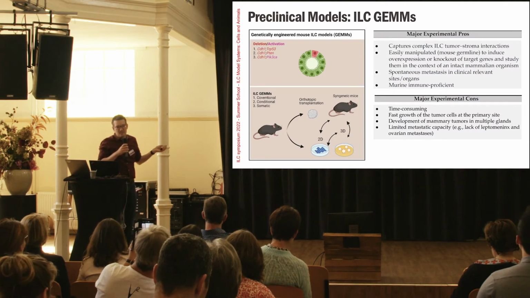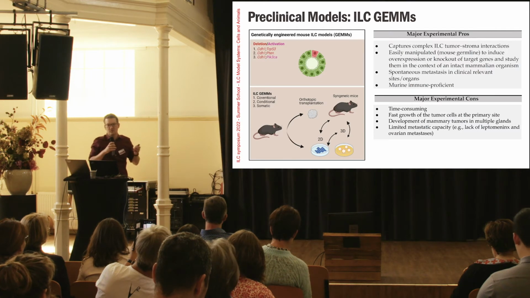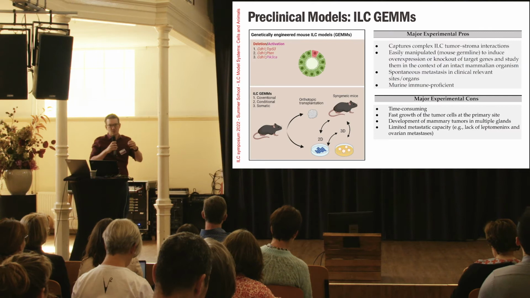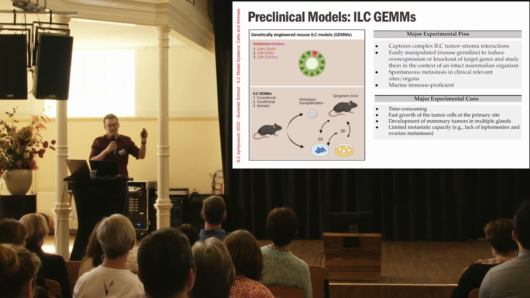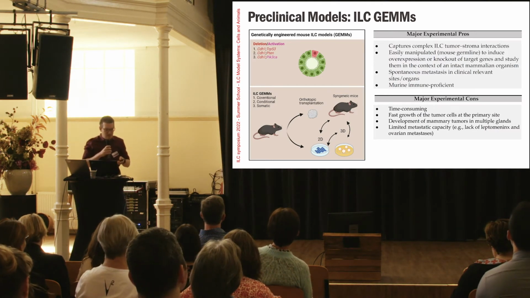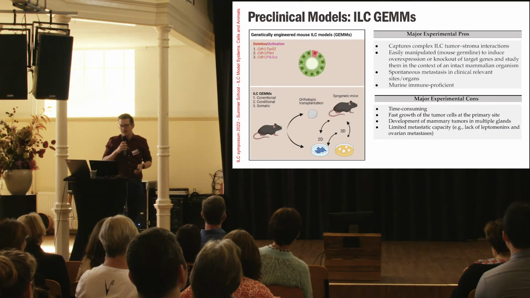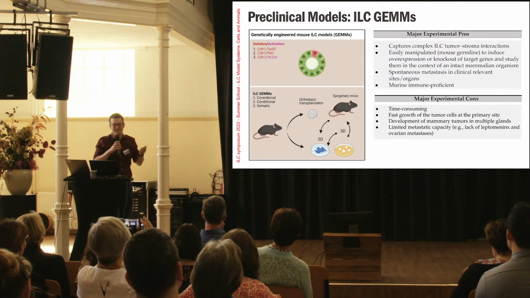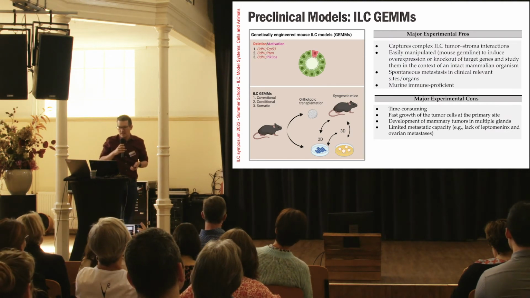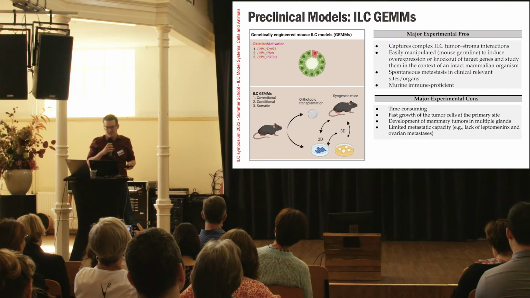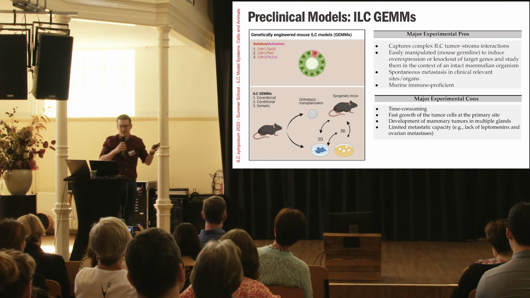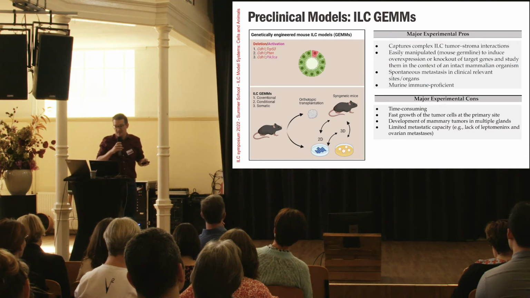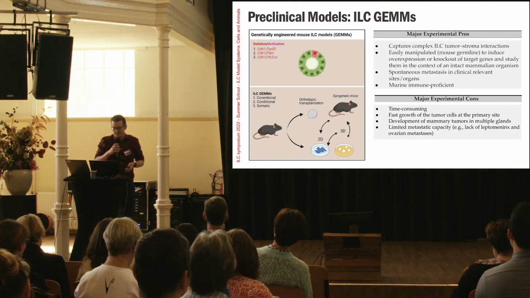Overall, here I just summarize the pros and the cons of these models. These are advanced models, as I mentioned. They can also capture the extracellular matrix, the stroma interaction with the lobular tumor cells. The mouse model is very useful because it can be easily manipulated. So we can induce overexpression or knockout of whatever target gene is important to study ILC.